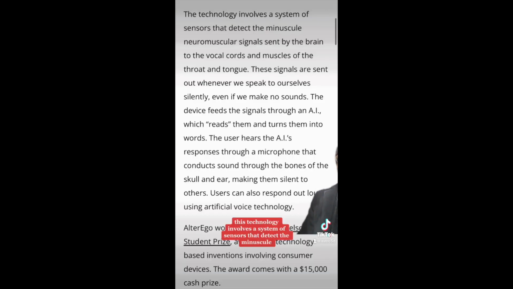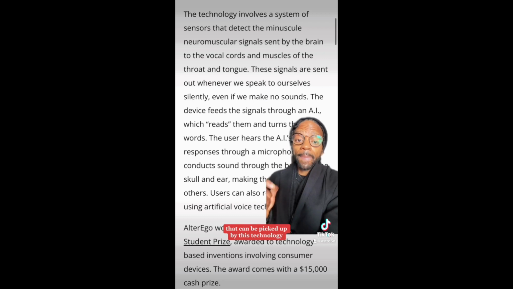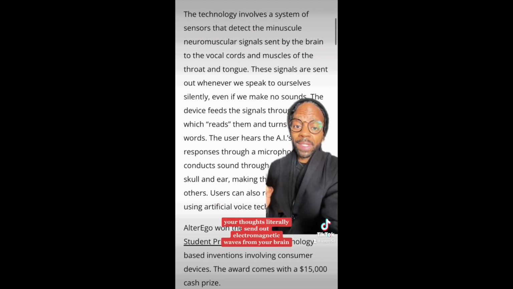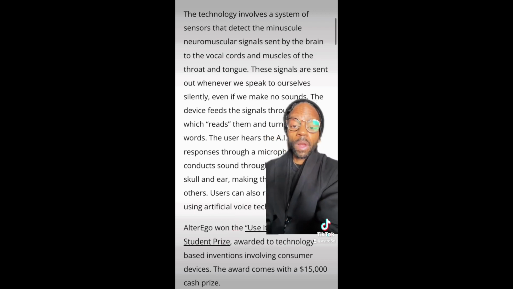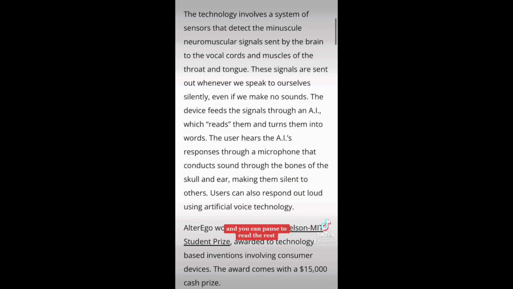This technology involves a system of sensors that detect the minuscule neuromuscular signals sent by the brain to the vocal cords and muscles of the throat and tongue. So your thoughts create neuromuscular signals that can be picked up by this technology. Like I said in another video, your thoughts literally send out electromagnetic waves from your brain. Those waves can then be read, deciphered by technology, and you can pause to read the rest.